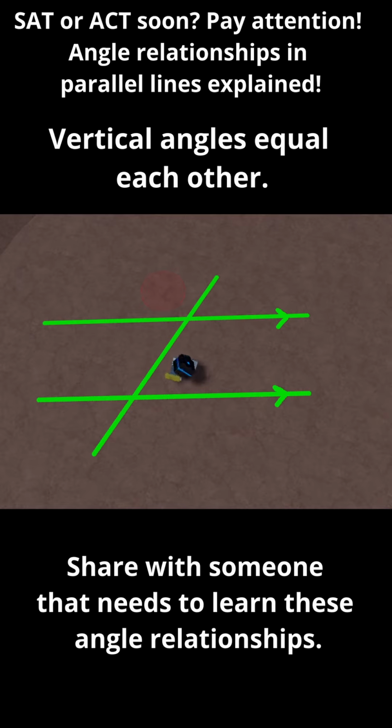In addition, I could also draw these two angles over here. Those are also vertical angles. So here, a would equal b. So these are another easy one that you can spot in many problems as well.